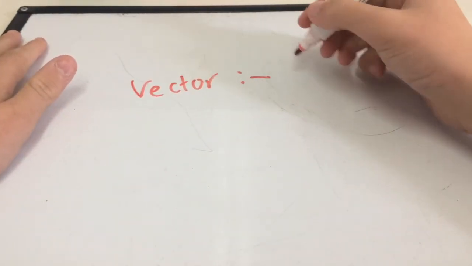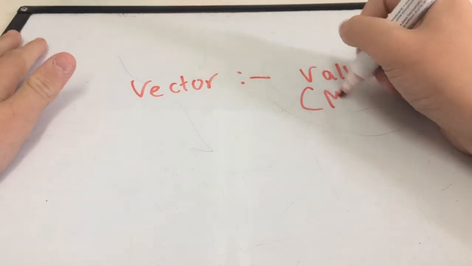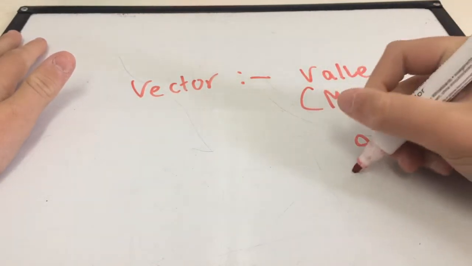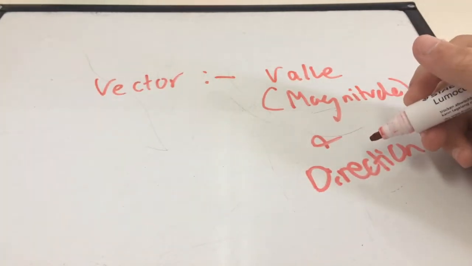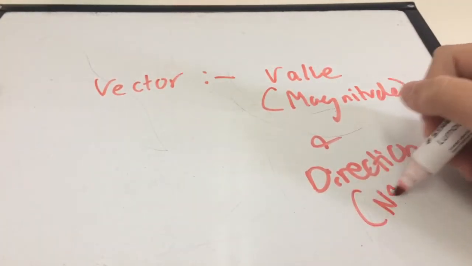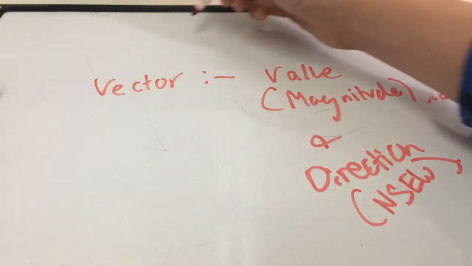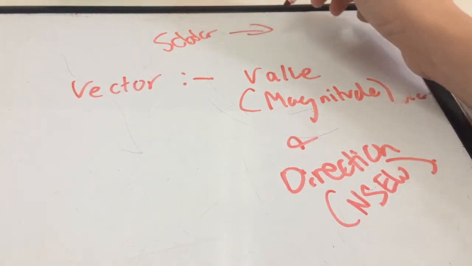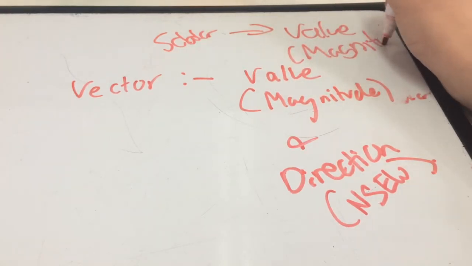A vector has a value or magnitude and a direction, whether that's north, south, east, west. If you have a scalar, you just have the value or magnitude, no direction, because you wouldn't say 30 degrees Celsius going east.